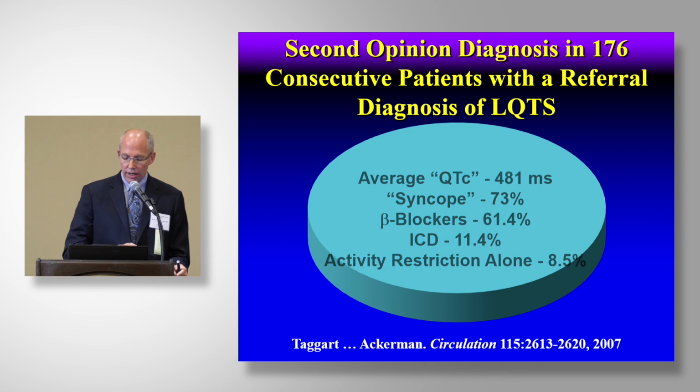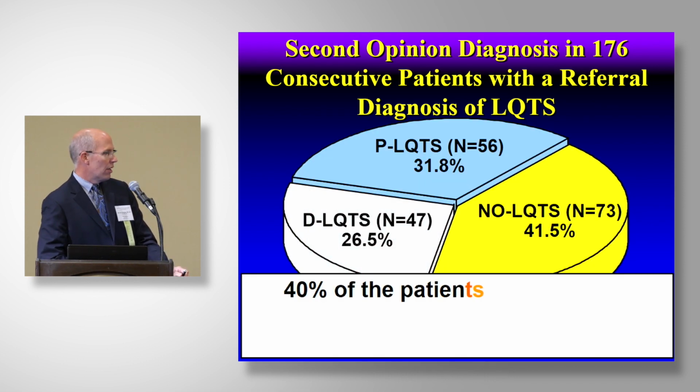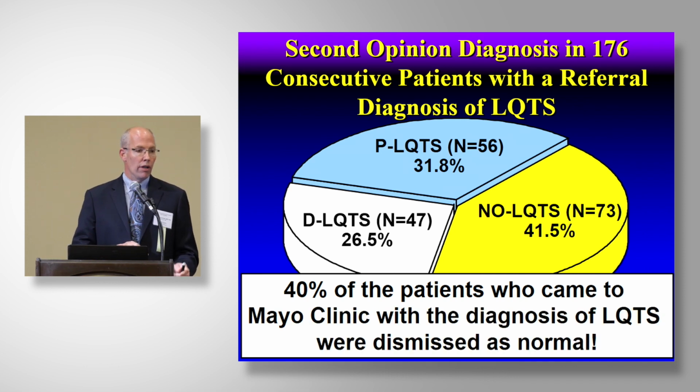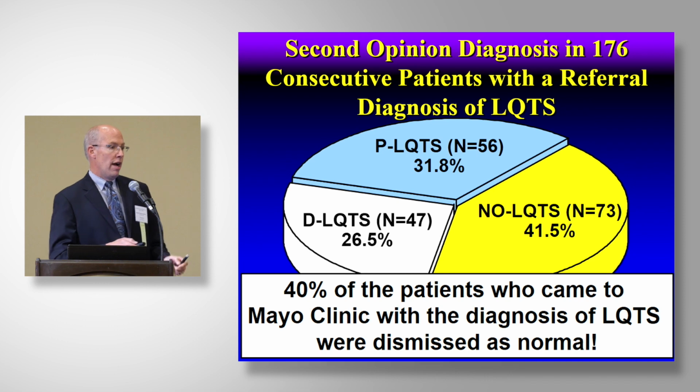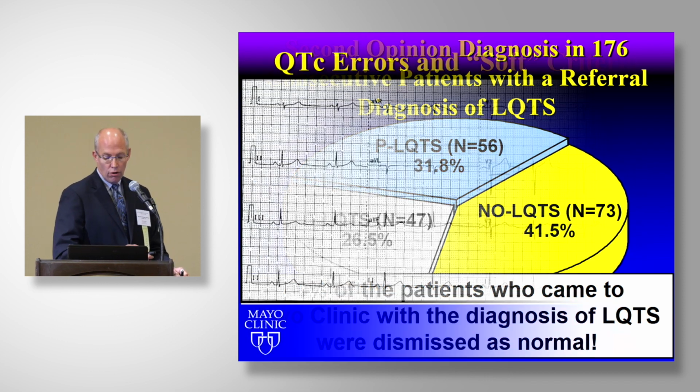And when they came for their second opinion evaluation, we agreed in a quarter, we said possibly in a third, but 40% of the patients who came to Mayo Clinic 10 years ago and still now are being dismissed from Mayo Clinic without the diagnosis of long QT syndrome. Most of those reversals are reversed back to, you are actually normal. So there's a tremendous overdiagnosis of long QT syndrome going on out in the general community.